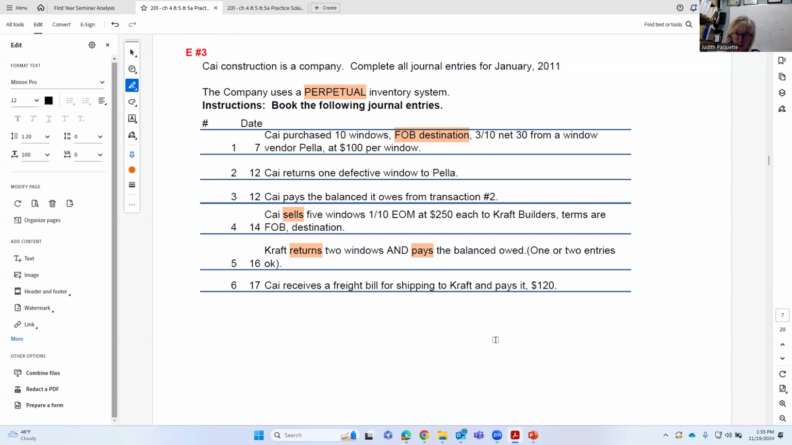You can also get a problem where it says you sold this window for $250 each. Cost of goods sold is 60%, in which case you'd have to calculate it. Or 40%. Cost of goods sold is 40%. Then you'd have to calculate it. So just be mindful that you may have to do a little more work figuring out cost of goods sold. Any questions about perpetual?